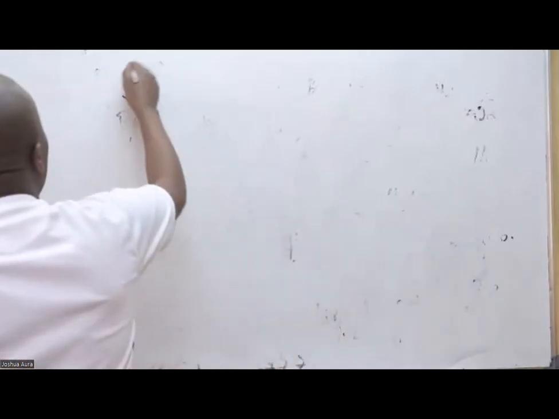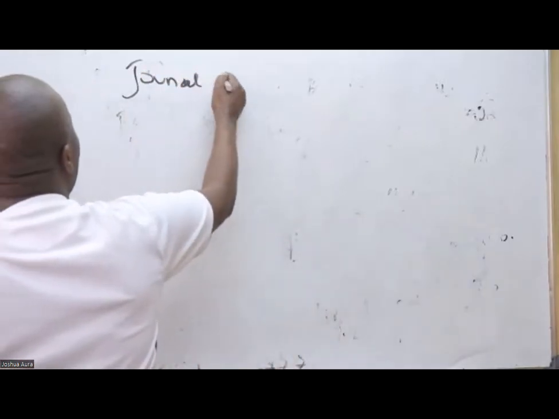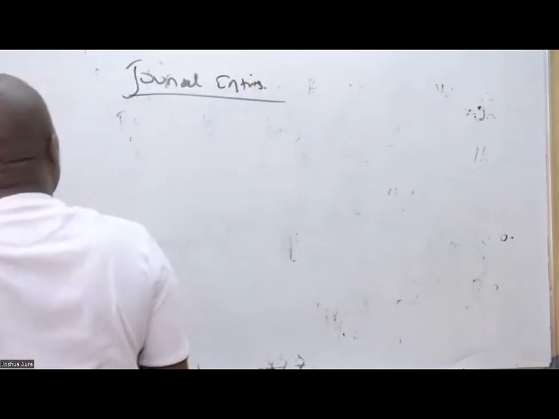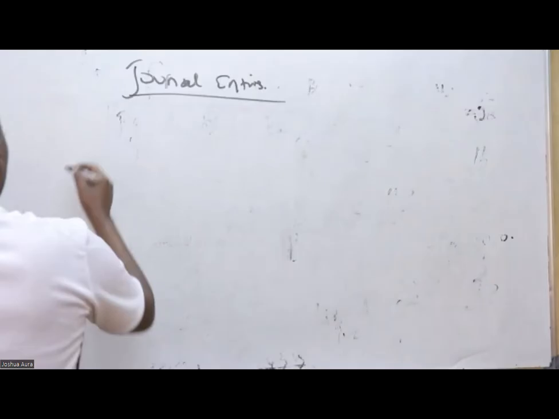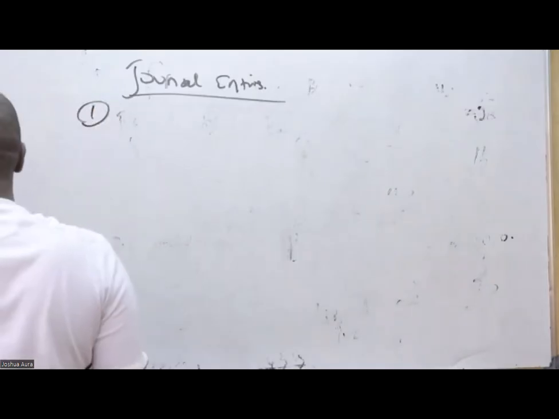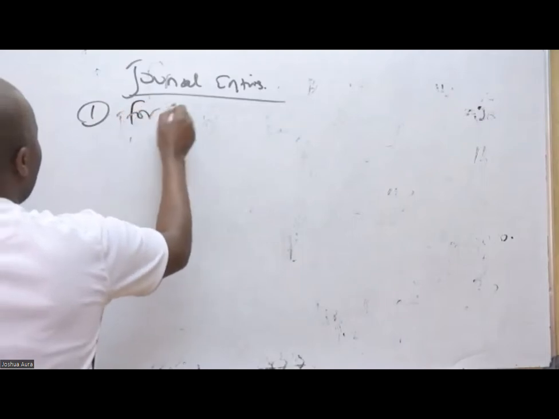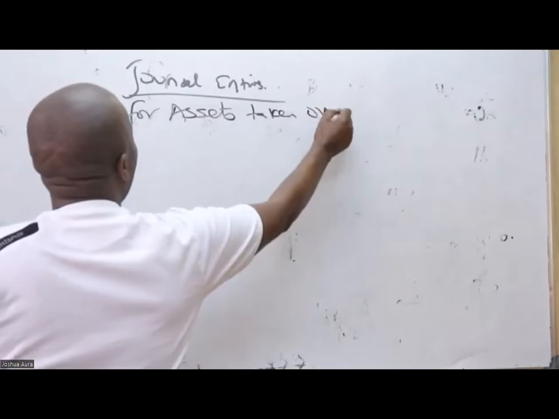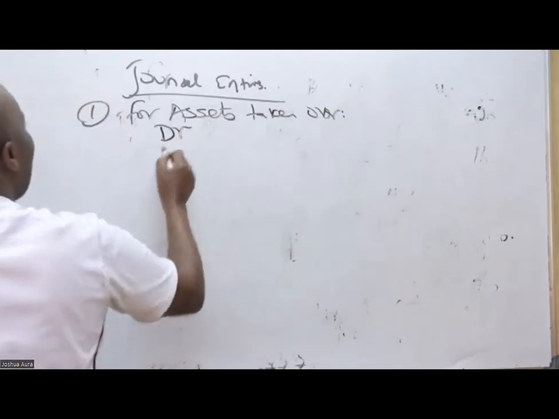Journal entries, this I'll take 1 minute. The first one I'll do is the journal entry which will capture the assets taken over. Whenever you take over assets, you debit.